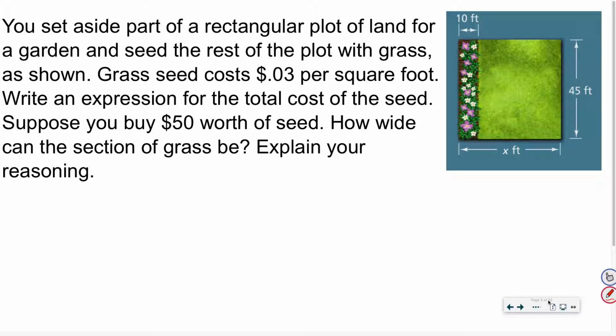You set aside part of a rectangular plot of land for a garden, right here, and you're going to seed the rest with grass. Grass seed costs 3 cents per square foot. First, we're going to write an expression for the total cost of the seed, and then we're going to calculate how much money that would be, or if we bought $50 worth of seed, how much we would have bought.